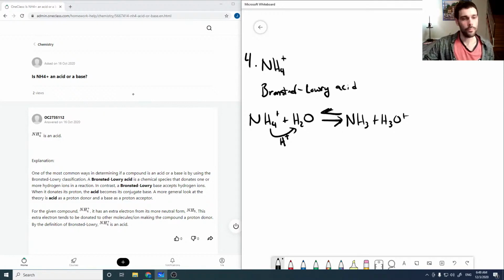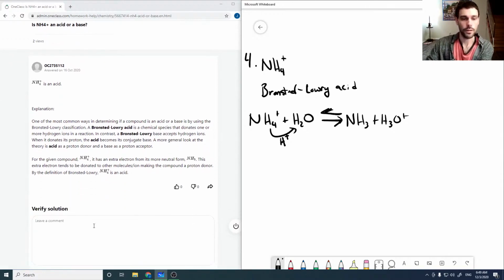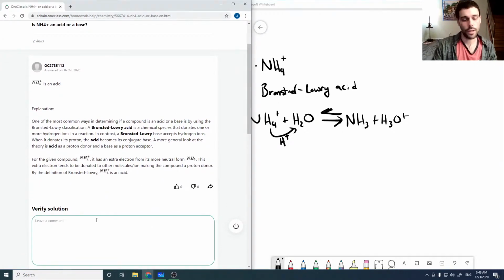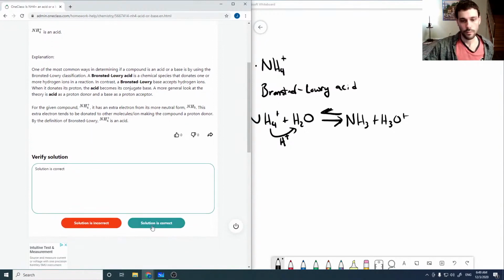Okay, one of the most common ways, so Bronsted-Lowry is one of the easiest to pick out because it's any compound that can readily donate an H plus, especially if it's positively charged, then you know that it is more likely at least to donate the hydrogen. So this looks good.